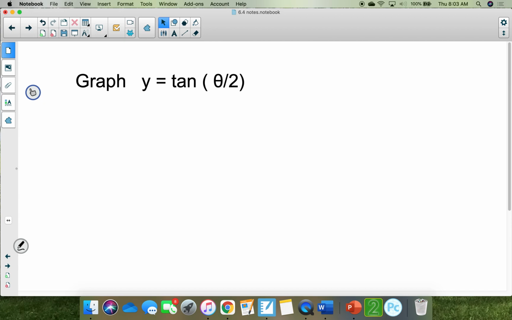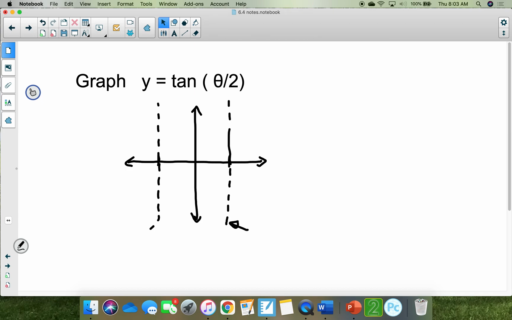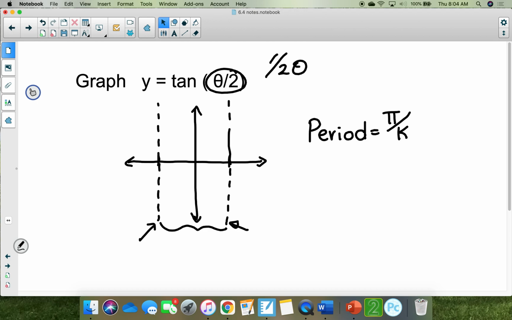So let's go and do this. Graph y is equal to the tangent of theta over 2. All you're going to do is make yourself a graph. Instead of 5 slashes, you're going to put 1 here and 1 here. These are your asymptotes. You need to label your asymptotes. So you need to figure out what the period is between the two asymptotes. The period for tangent is pi divided by k. The k is the number in front of theta, 1/2. So I'm going to put 1/2 in place of k, which is the same thing as 2 pi. So to go from there to there is 2 pi. So this is a positive pi, and this is a negative pi, and this is your final answer.